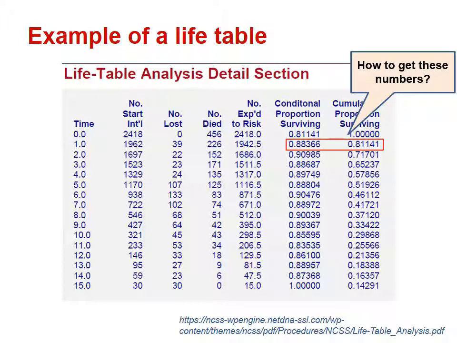So how do we get these two numbers? For the conditional proportion surviving, you divide the number who died, that is 226, by the number exposed to risk, that is 1942.5, and then subtract the answer from 1. For the cumulative proportion surviving, you multiply the conditional proportion surviving with the cumulative proportion surviving from the row above, that is 0.81141 multiplied by 1.